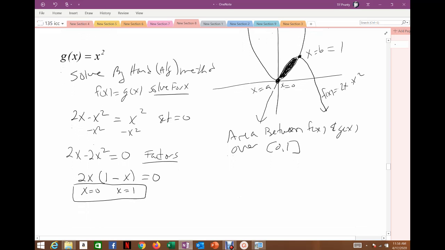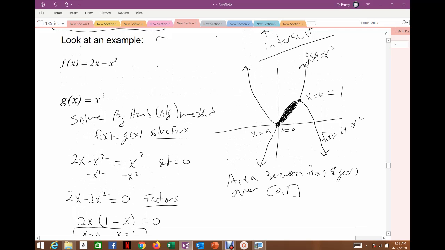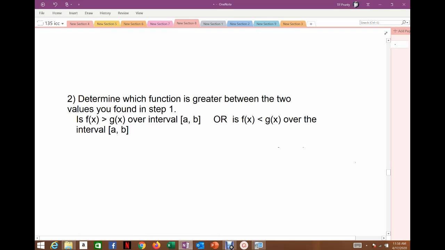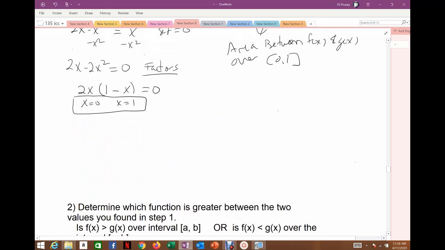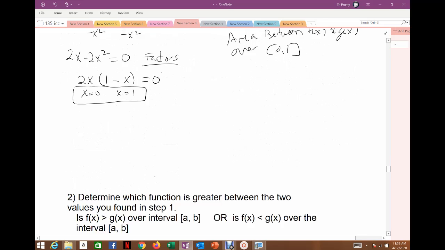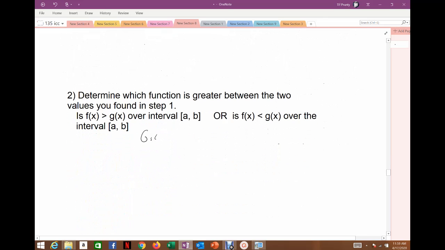All right, and so there's the first step, that's the new step, right? All the rest of the steps that we're going to go through are similar to what we did in the last set of notes. The second step is I have to figure out which function's bigger because it matters how I subtract. There's two ways to do it. You could just look at the graph. This is my f of x, and this is my g of x. So f is bigger than g over the area that I'm looking at. Looking at my graph, f of x is larger than g of x over the interval 0 to 1.